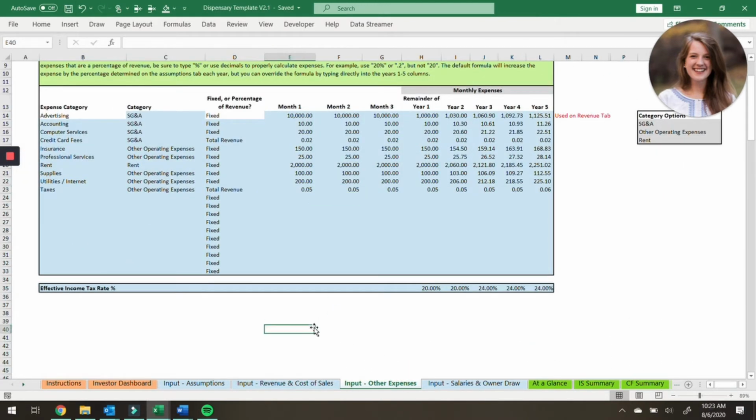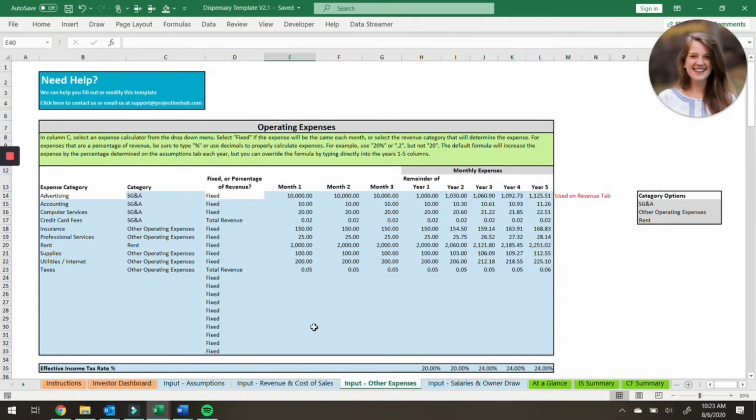The next tab is the Input Other Expenses tab, so expenses that are not cost of goods sold or salaries, which is calculated on a different tab. So you'll enter, as suggested here, advertising, accounting, computer services, software, whatever it might be that you pay for. That's an operating cost. You can enter it here on this tab.